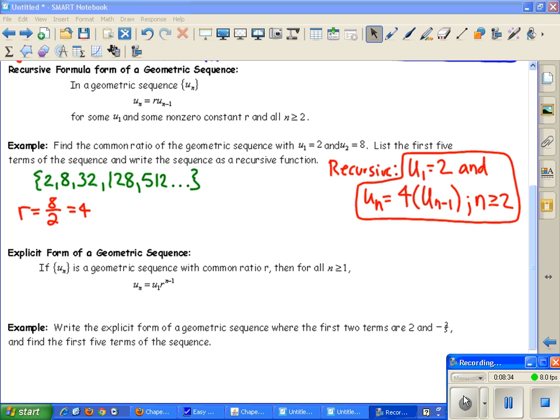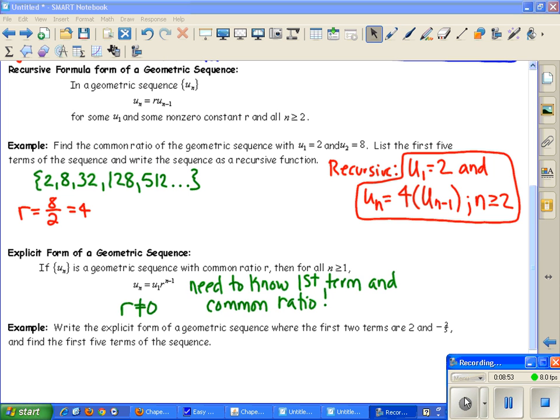So if we look at the form of this, you notice that you have u sub n is equal to your first term times r to the n minus 1 power. So in this case, what you need to know is your first term, and you need to know what your common ratio is. And of course, for this, your common ratio could not be a value of 0, otherwise it would not work.